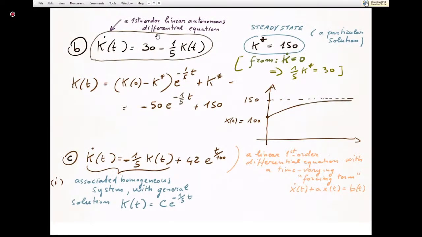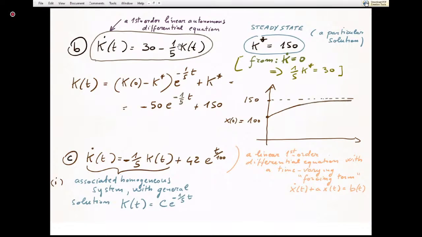Here is another example, the point B, scenario B. K dot is 30 minus 1 over 5 K(t). This is no longer a simple integral. This requires differential equations for the solution. So it requires that we are able to solve first order, linear, autonomous differential equations, differential equations with constant coefficients.